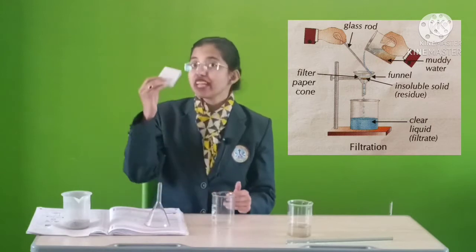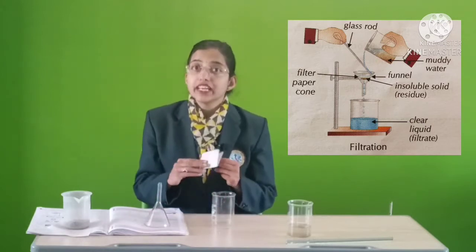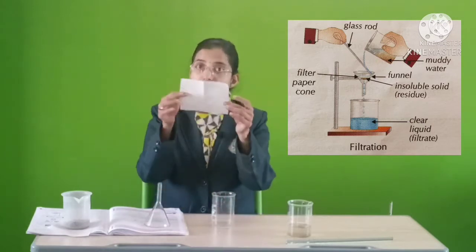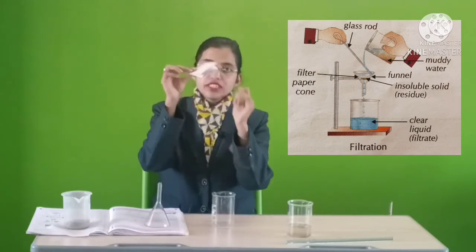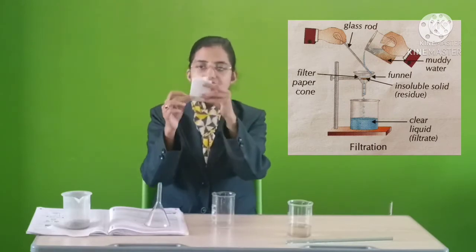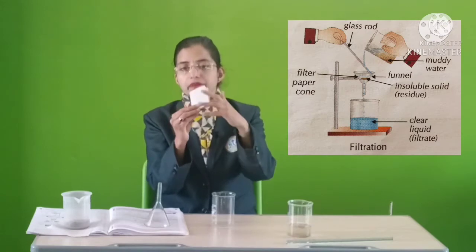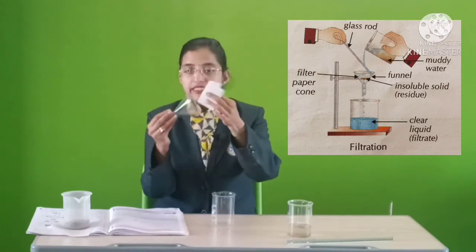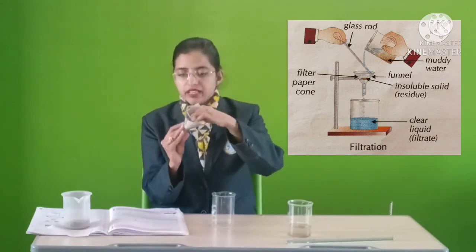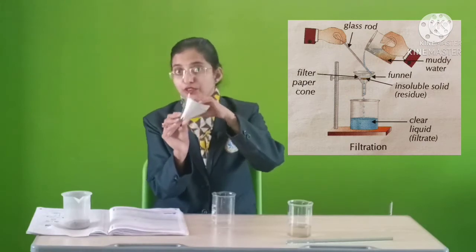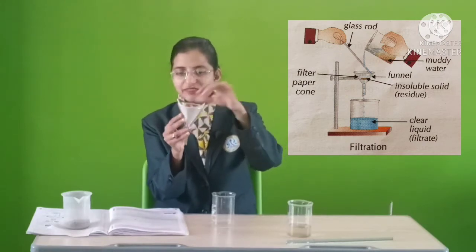So सबसे पहले हम क्या करेंगे? We will make a filter paper cone. This is a filter paper. We will fold it like this and then I am ready with a filter paper cone. And I will insert it inside a funnel. See, like this. So I am ready for filtration.